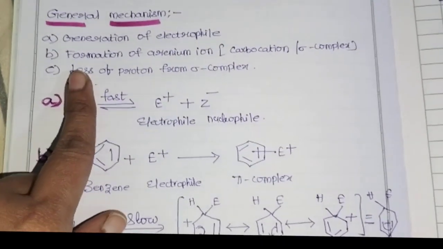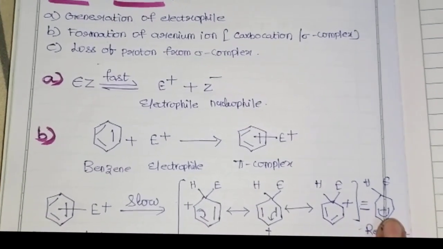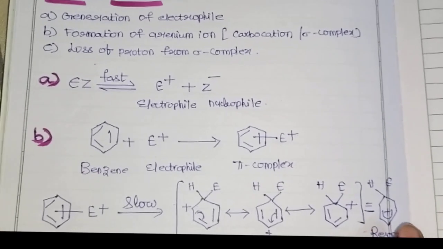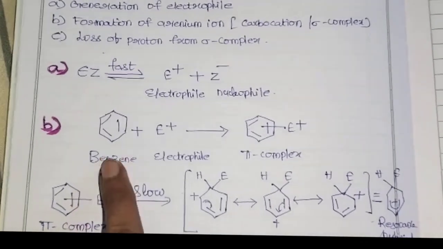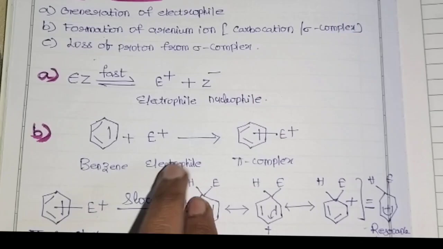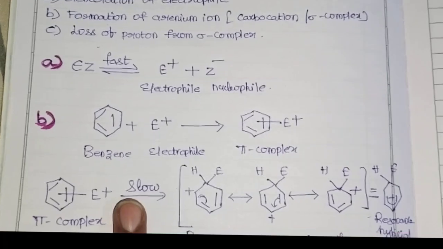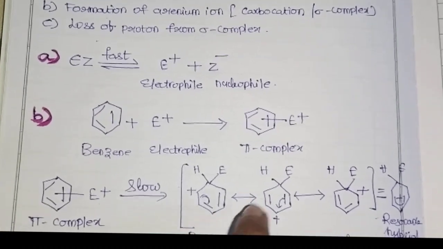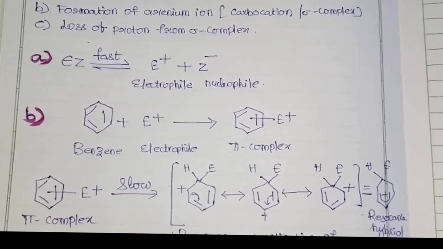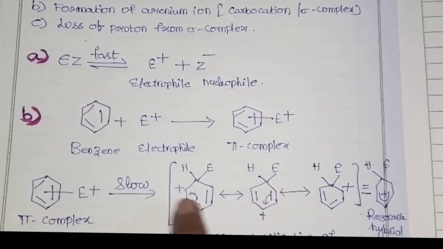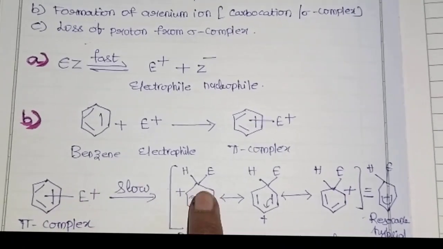So what is our second step? Formation of the arenium ion. This is called the arenium ion, or we can call it a carbocation or sigma complex. How does it form? First benzene is attacked by the electrophile and roughly forms a complex called the pi complex. After that it slowly starts delocalizing the electrons, attacking the delocalized electron cloud of benzene at one position. So first it will attack this double bond.